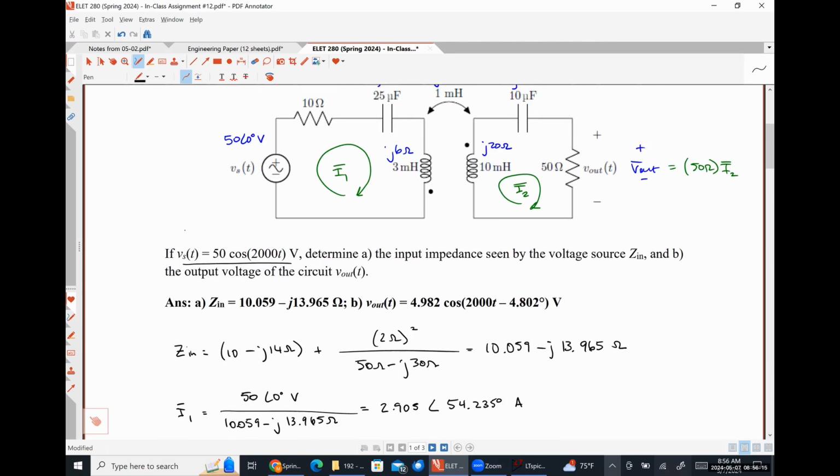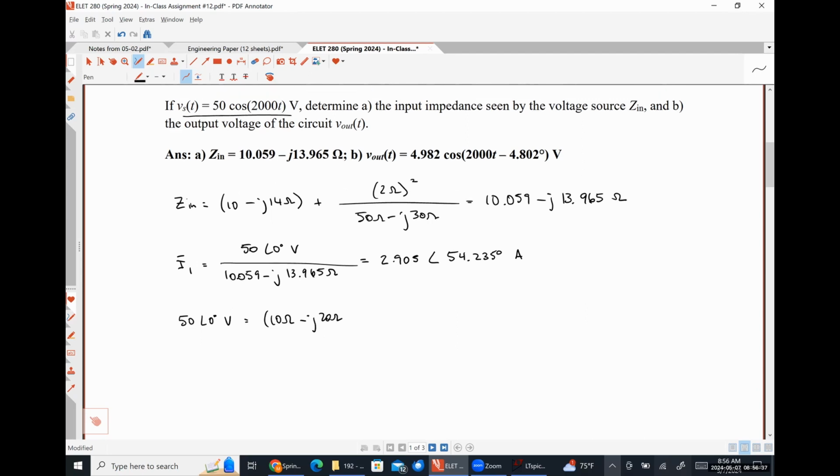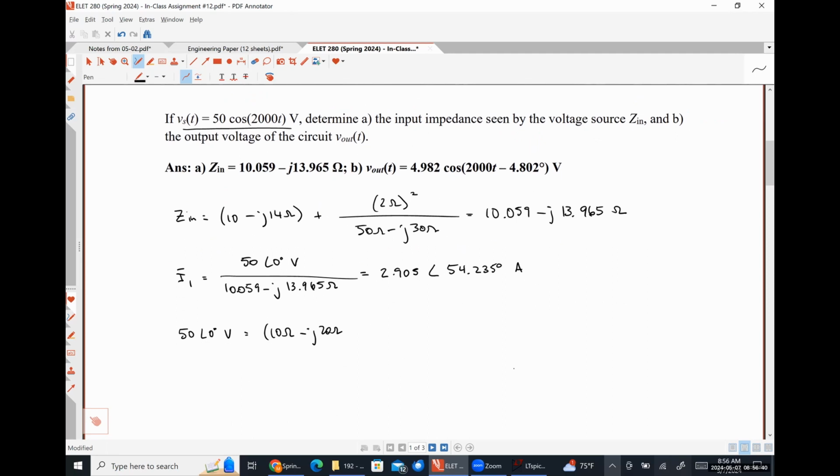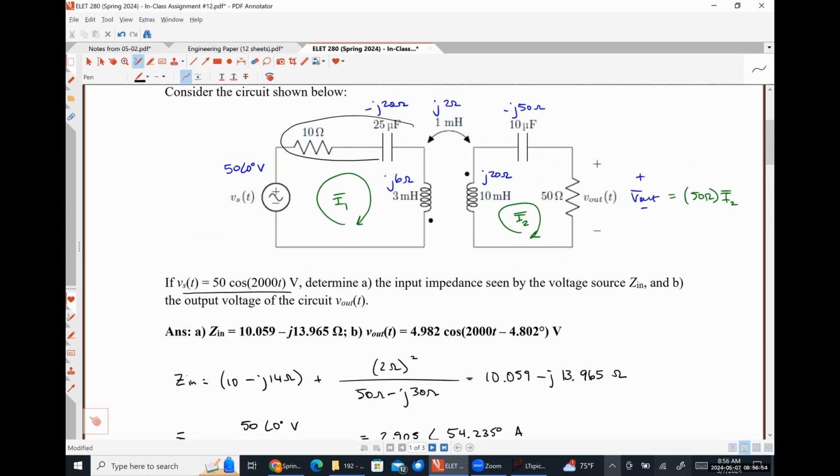KVL around mesh 1. Okay, so I'm putting it as positive 50 ohms and I'm just moving it to the other side of the equal sign already. So is equal to, all right, so now hit me with what's what. So I'm going to do the 10 ohms minus the J20 ohms for sure. Okay. So that's these two together.